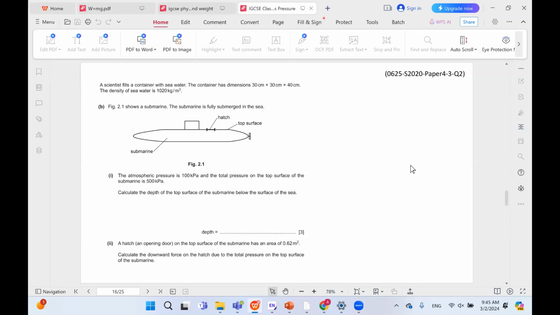So we want to calculate the depth, and we are given pressure. So we'll probably be using P equals rho g h. This is the pressure of the liquid. But we should also know that the total pressure would be rho g h plus P atmosphere. So since the total pressure here is 500,000 and the atmospheric pressure is 100,000, we can figure out that the pressure due to the liquid, which is this part here, is equal to 400,000. So you simply subtract the atmospheric pressure from the total.